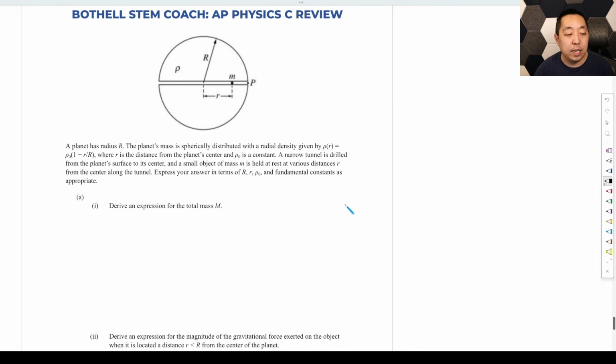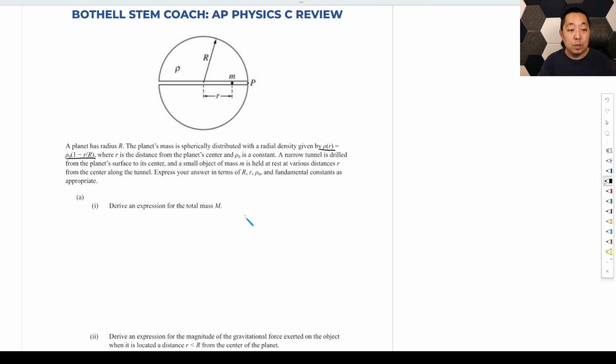Okay, so let's take a look at an FRQ. So we have a planet of radius R. The planet's mass is spherically distributed with a radial density given by this, where r is the distance from the planet's center, and rho 0 is a constant. A narrow tunnel is drilled from the planet's surface to the center. A small object of mass m is held at rest at various distances. Express your answers in terms of big R, little r, rho 0, and fundamental constants as appropriate. Derive an expression for the total mass M.